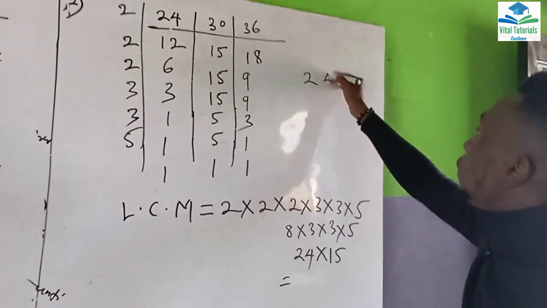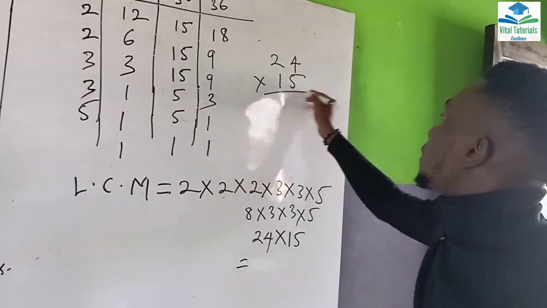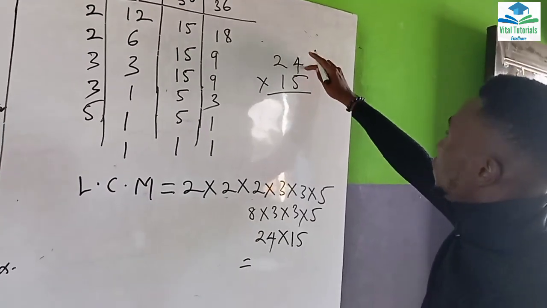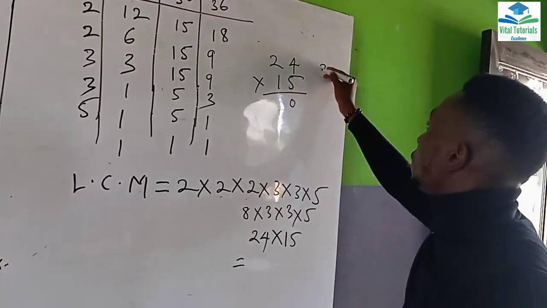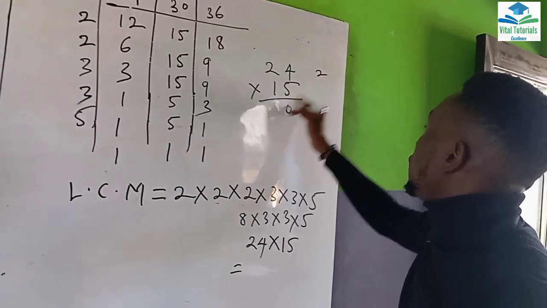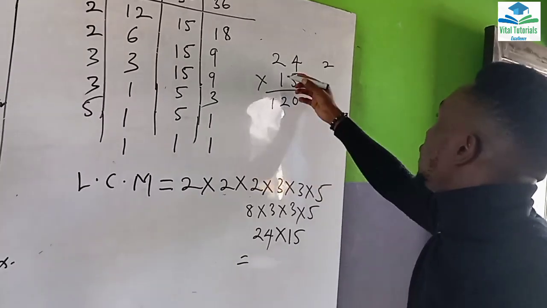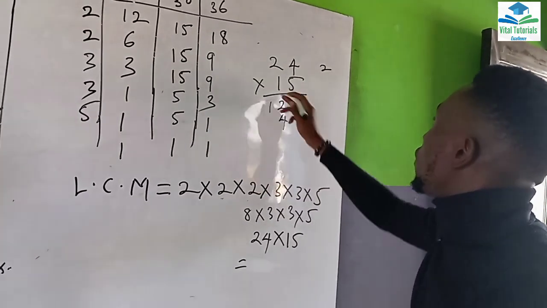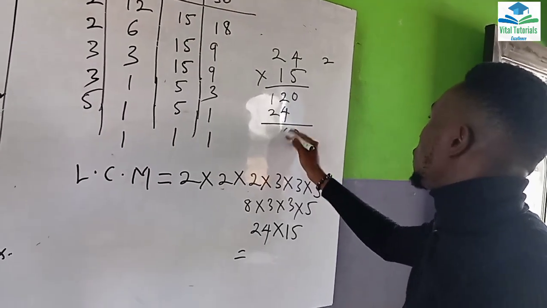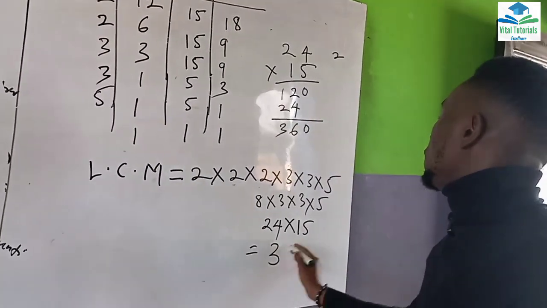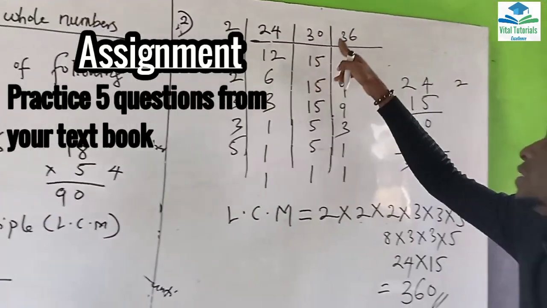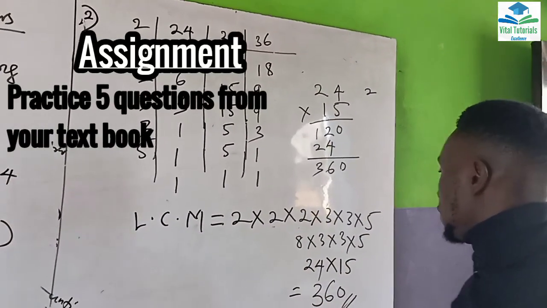Let's do it here. 24 times 15. Of course, you must have learned how to multiply in your primary school. 5 times 4 is 20. You write 0, carry 2. 5 times 2 is 10 plus this 2 makes 12. Then 1 times 4 is 4. 1 times 2 is 2. If you bring all this down, you have 360. Therefore, the LCM is 360. Therefore, the LCM of 24, 30, and 36 is what? 360.